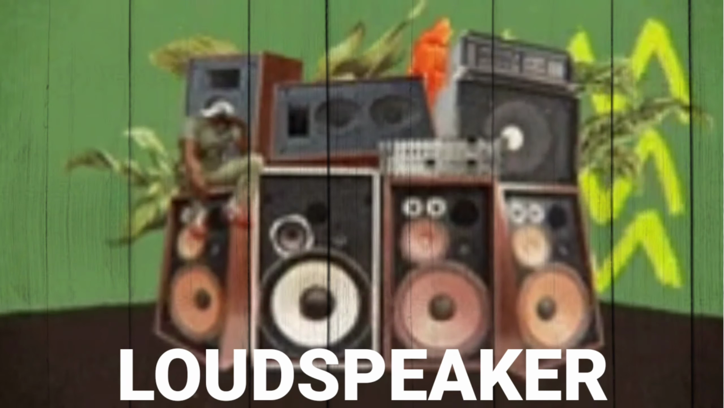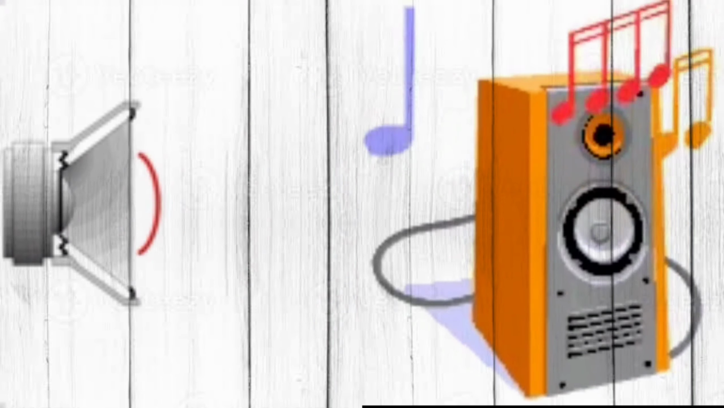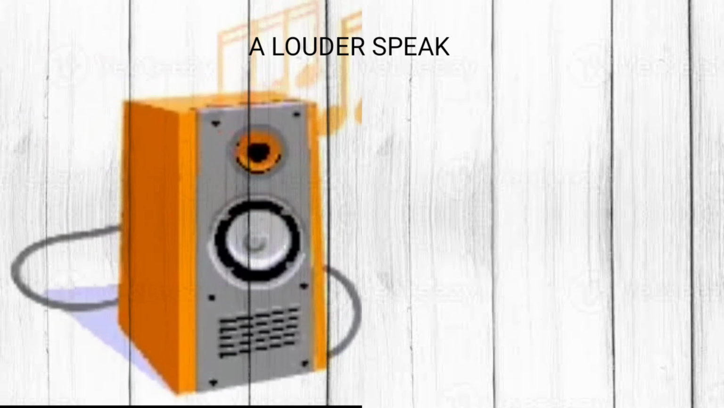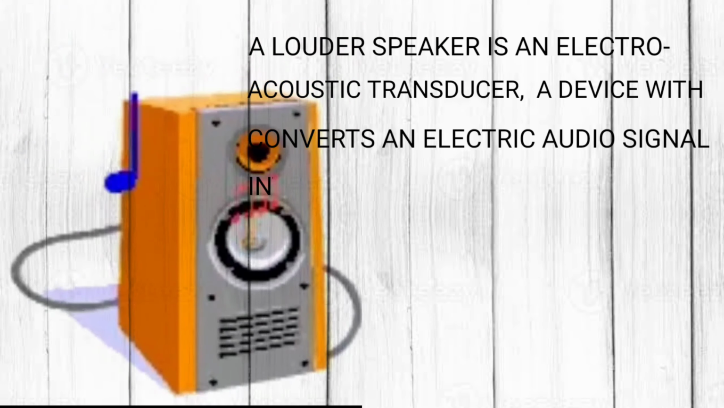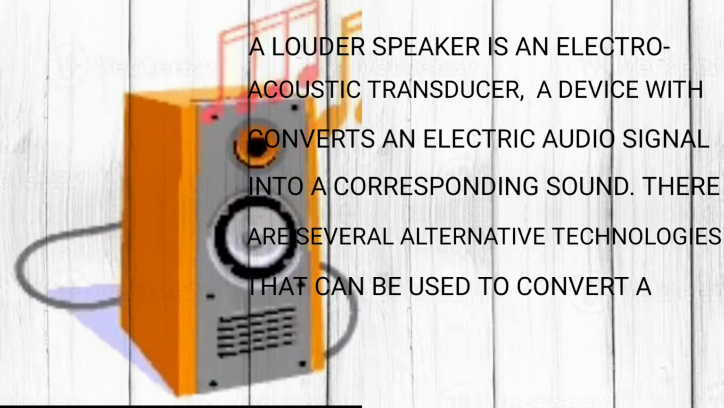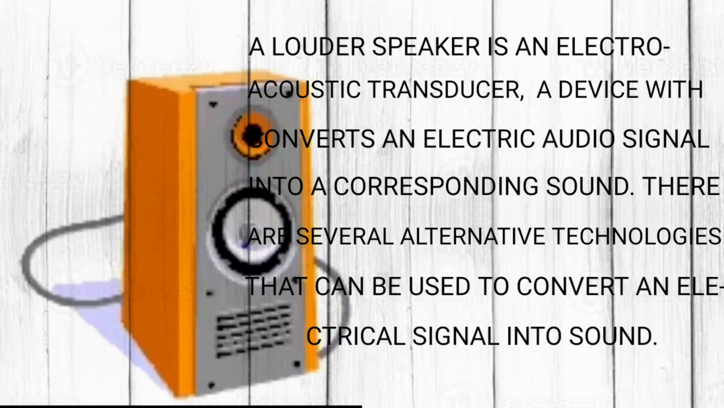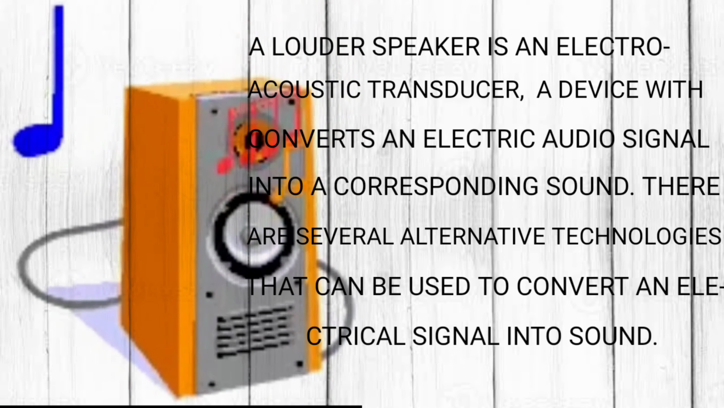What is a loudspeaker? A loudspeaker is an electroacoustic transducer, a device which converts an electrical audio signal into a corresponding sound. Besides this most common method, there are several alternative technologies that can be used to convert an electrical signal into sound.